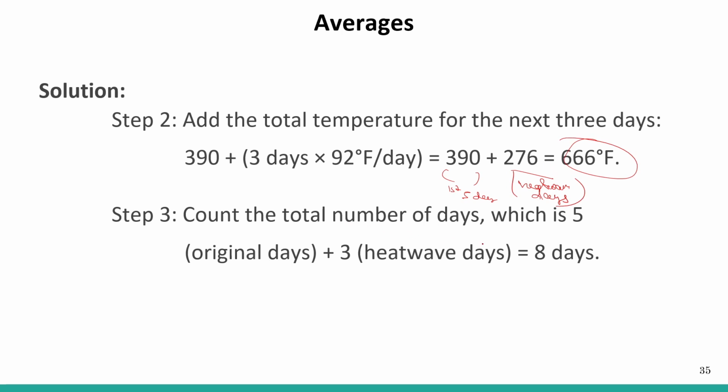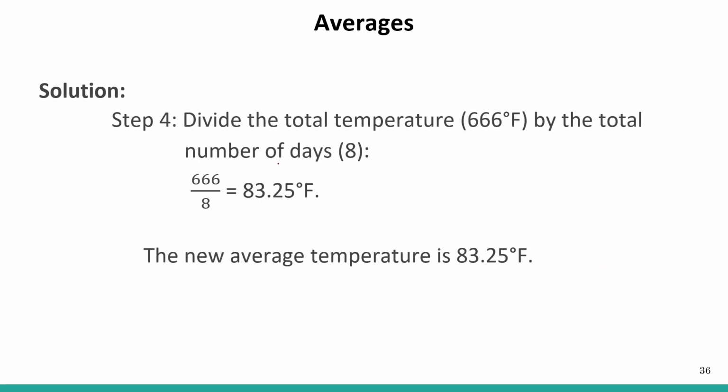So count the total number of days, which is 5 plus 3, equal to 8 days, right? So dividing 666 by 8, we are left with 83.25 degree Fahrenheit. So the new average temperature is 83.25 degree Fahrenheit.